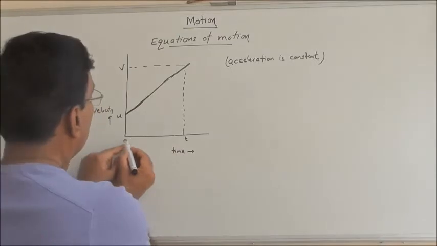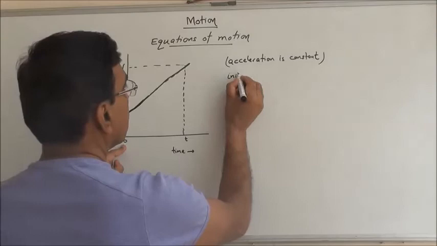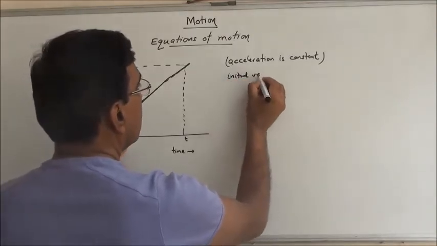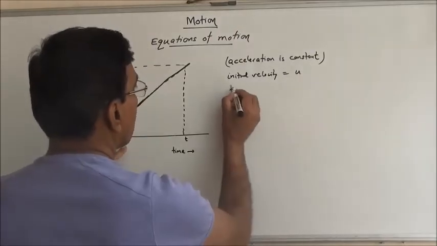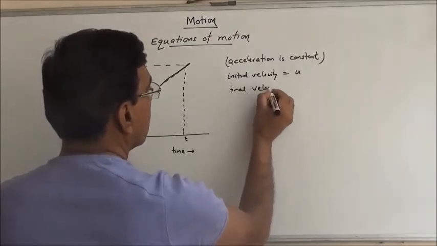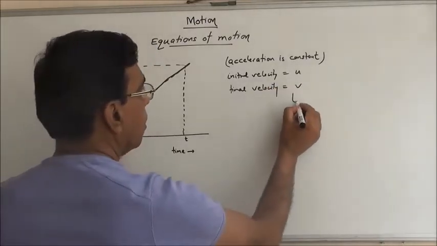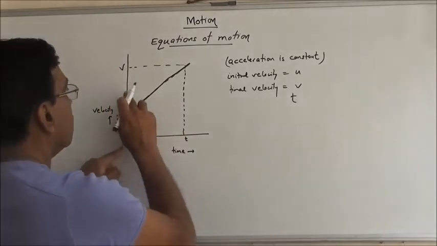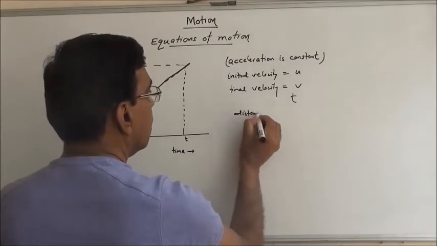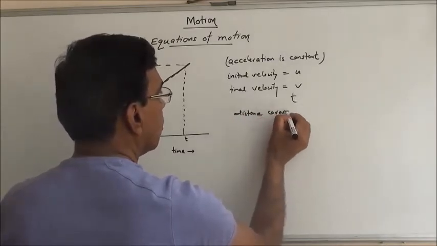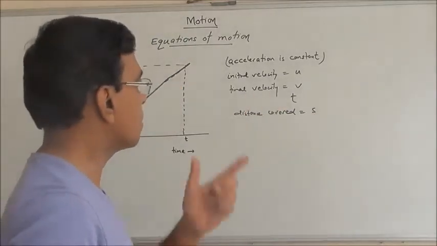So at time 0, the velocity of the body is u, so we will take it as initial velocity u, final velocity v, and t is the time in which velocity changes from u to v, and let the distance covered in this time be s.